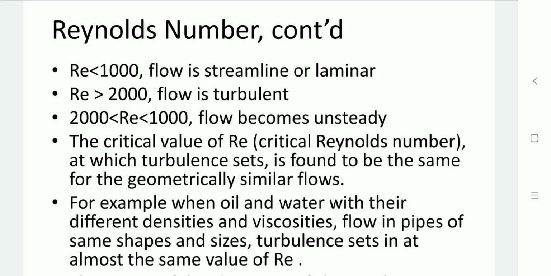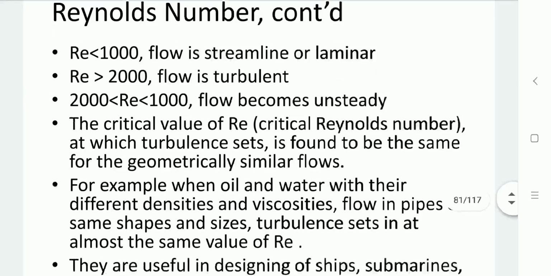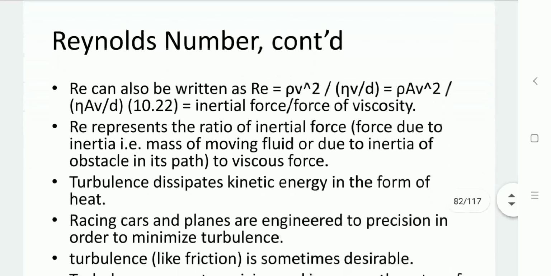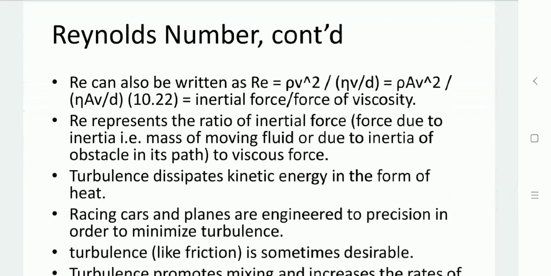This number is useful to design ships, submarines, racing cars and aeroplanes. Re can also be written as rho v square divided by eta v by d, that would be equal to rho A v square by eta A v by d. That is the inertial force divided by the force of viscosity. This represents the ratio of inertial force, that is the force due to inertia because of the mass of moving fluid, to the viscous force.